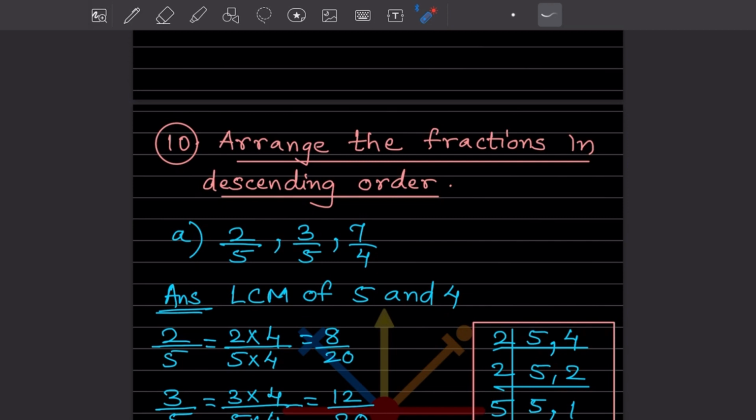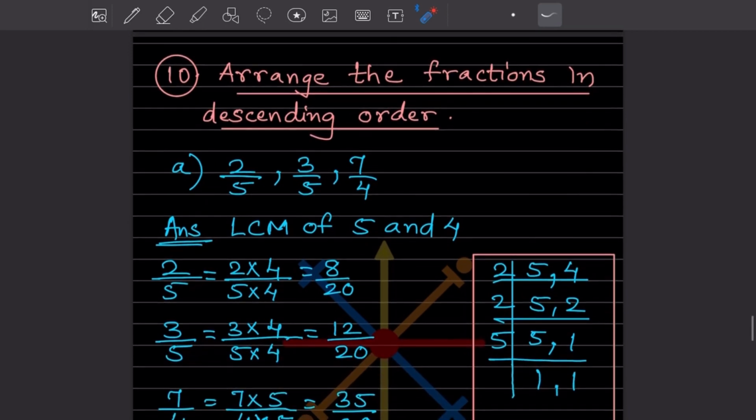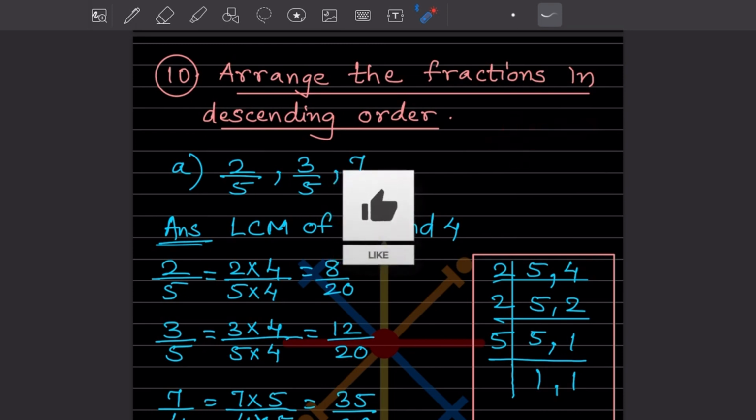So we'll start with question number 10, that is, arrange the fractions in descending order. And we have already done the descending order. Descending order means from big to small. Also we can remember D stands for down. So now look at this fraction.